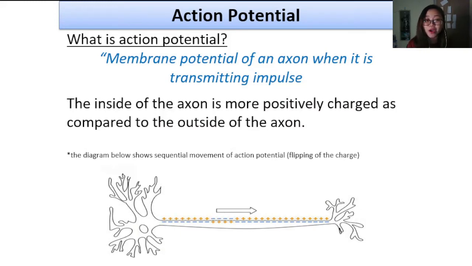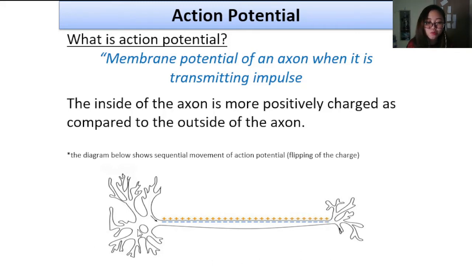So this is the second type of membrane potential that you learned about. Action potential is the membrane potential of an axon when it is transmitting an impulse. Dalam erti kata lain, ini adalah membrane potential bila kita punya neuron sedang membuat kerja. At this point, the inside of the axon is more positively charged as compared to the outside of the axon. In this diagram down here, you will see it shows the sequential movement of action potential or flipping of the charge occurring along the axon.